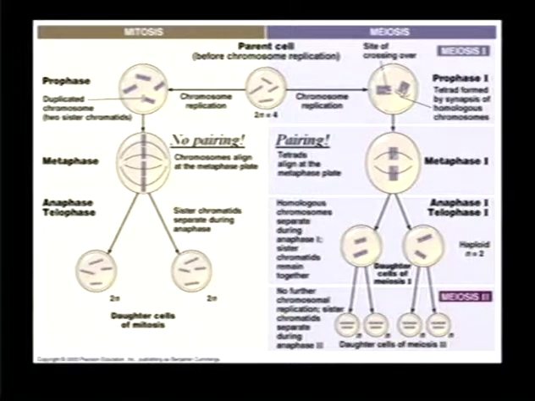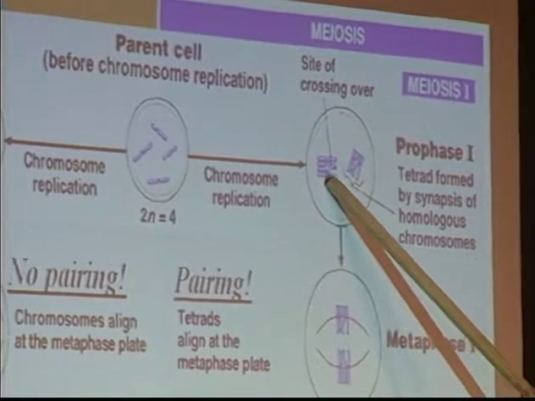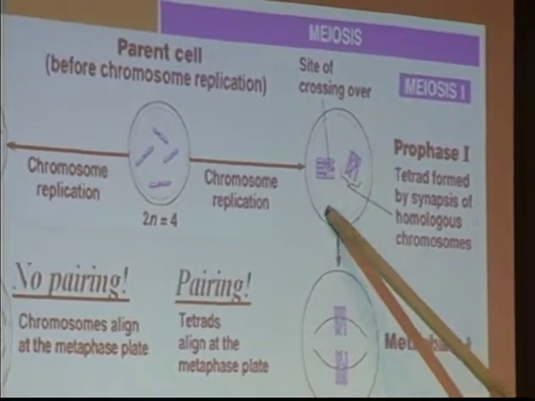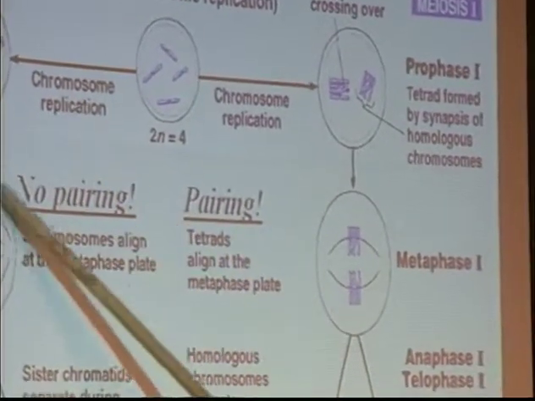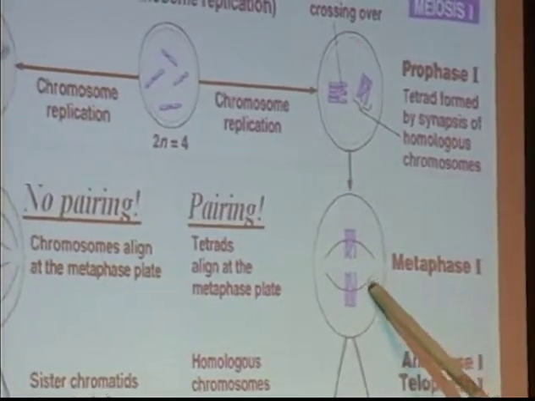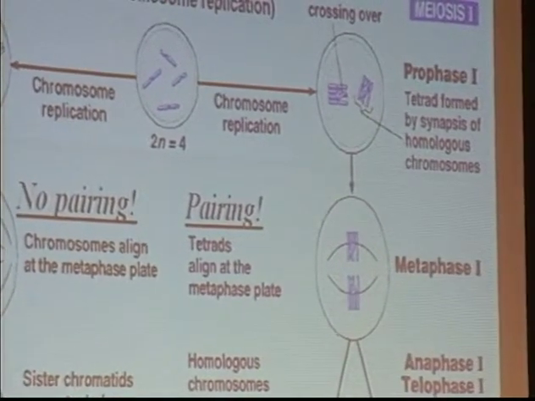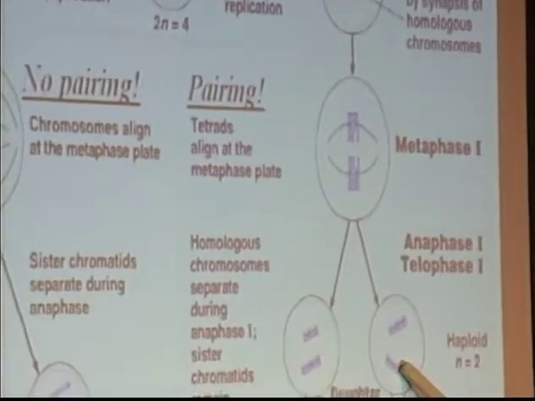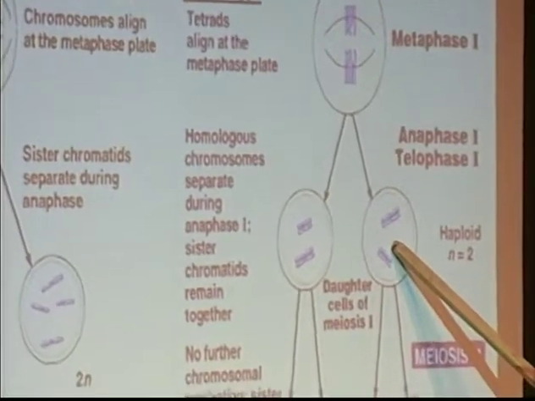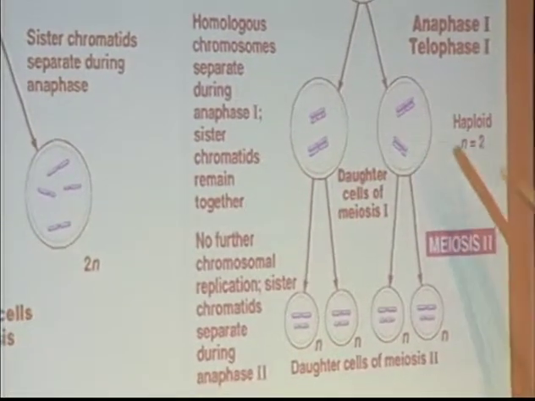In meiosis, same thing is happening. We're replicating the chromosomes, but in this case, they pair. And they may cross over. So in metaphase 1, we have pairing. That's really the thing that distinguishes mitosis from meiosis. You pair in meiosis and you don't in mitosis. So these pairs line up on the metaphase plate. You separate the pairs in anaphase 1. So these cells are now haploid. We start out with 4 chromosomes. Each of these cells now has 2.